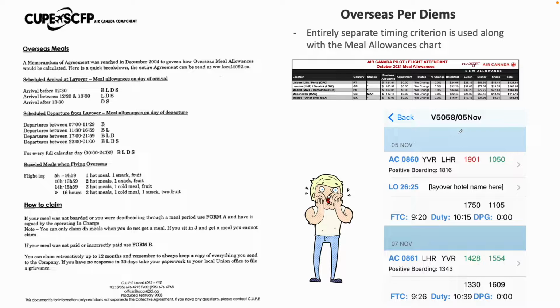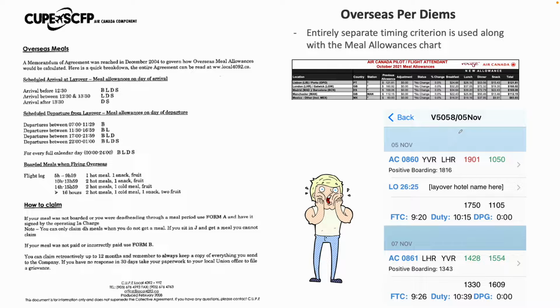Let's look at overseas per diems. This involves another page from the Mystery of Meals document. And there's an entirely separate timing criterion that we use when referring to our overseas destinations. I've taken a screenshot from another flight attendant's globe just to illustrate a London Heathrow pairing.